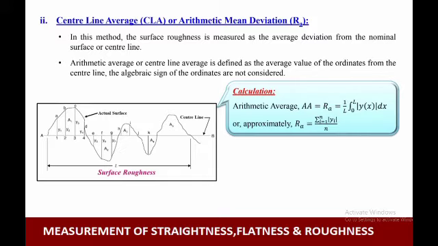The arithmetic average or centerline average is defined as the average values of the ordinates from the center line. The algebraic sign of the ordinates is not being considered here.